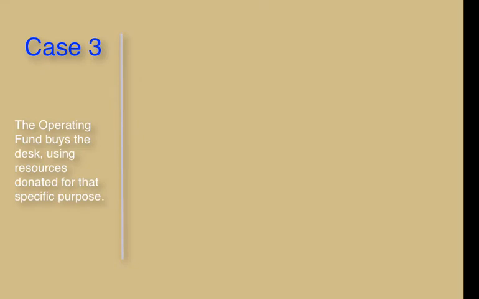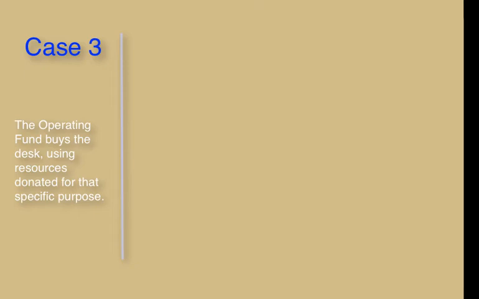Now let's move on to case 3. In case 3, the money for the purchase of the desk comes out of the operating fund, using resources that have been specifically donated for the purchase of a desk. So this is slightly different. We've got a specific donation to buy a piece of equipment. Now the operating fund is buying it. The plant fund is going to repay the operating fund, but they're going to repay the operating fund with money that was specifically donated for this purpose.